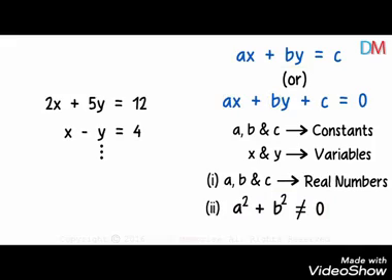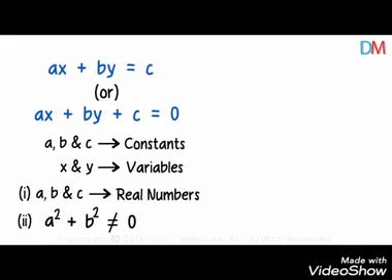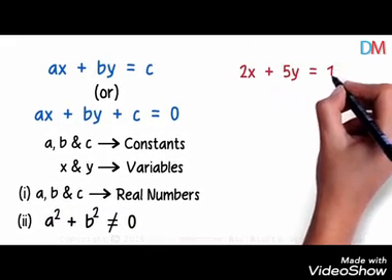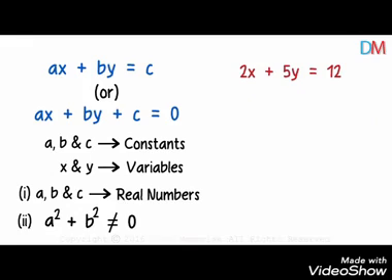Now let's just consider the first equation we saw: 2x plus 5y equals 12. What is the solution to this equation? The solution to a linear equation in two variables is a pair of values, one for x and the other for y, which makes both the sides of the equation equal.